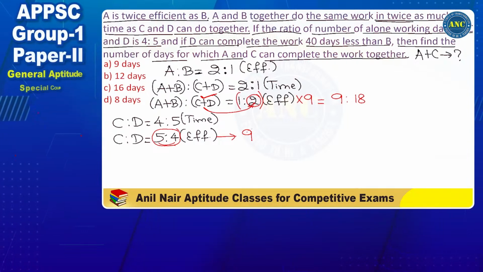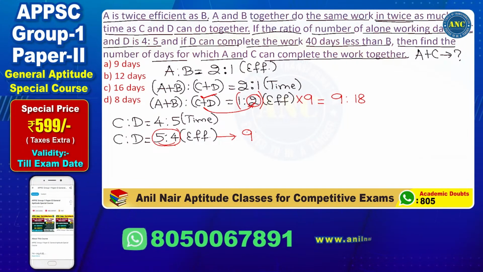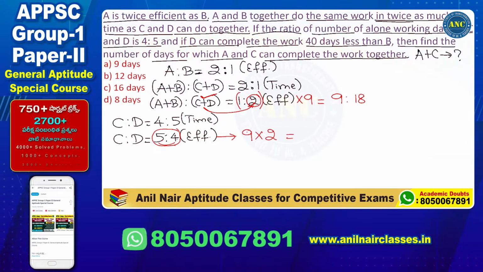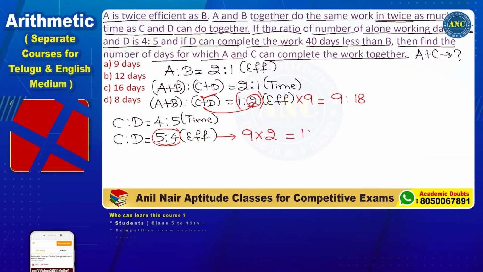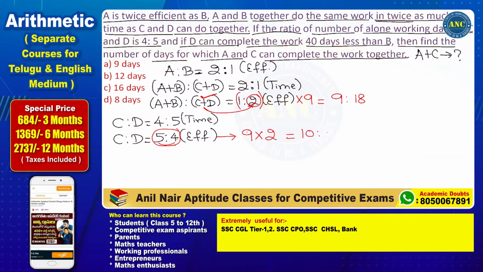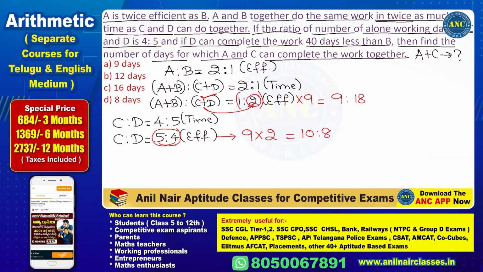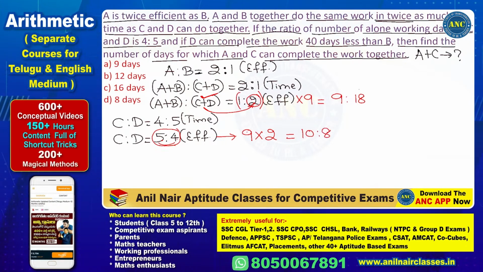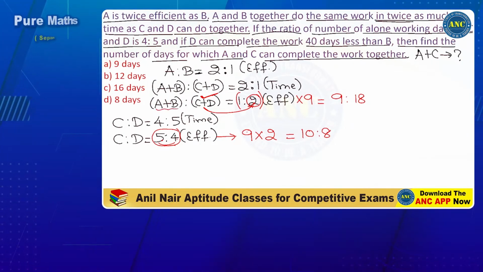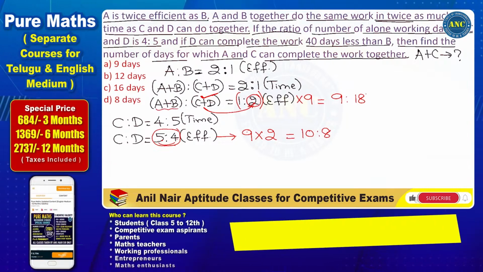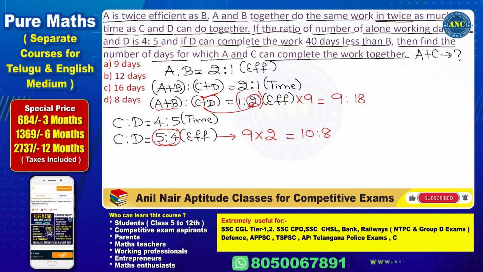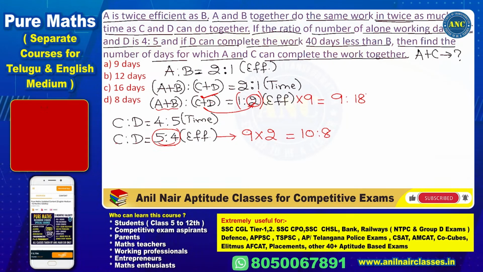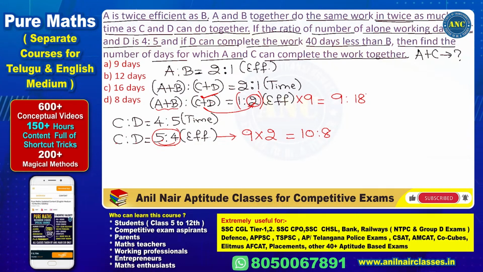Similarly, can I say that 9 also should become 18? Multiply this entire ratio of 5:4 by 2. 5 into 2 is 10 and 4 into 2 is 8. Now if you observe carefully, C plus D here is 18, right? Forget about A plus B. C plus D value is 18. Similarly, here also C plus D is 10 plus 8, which is 18. So they both are matching. I am happy because they are both matching right now.